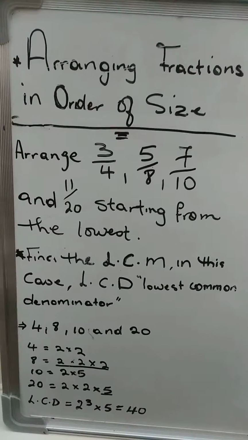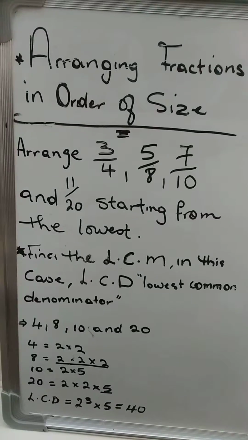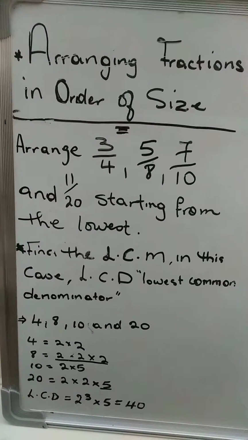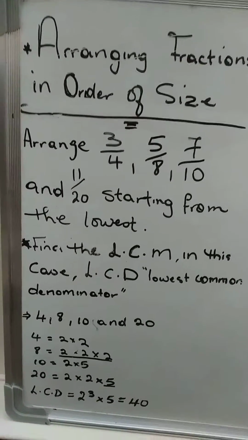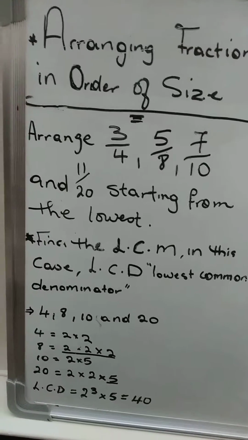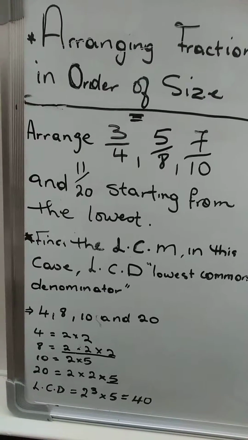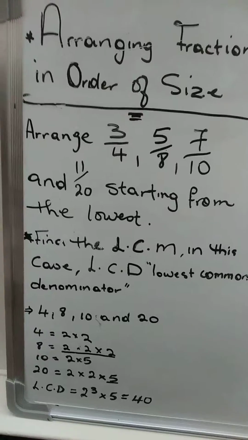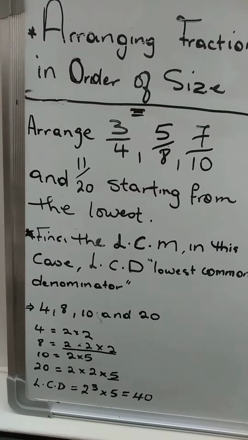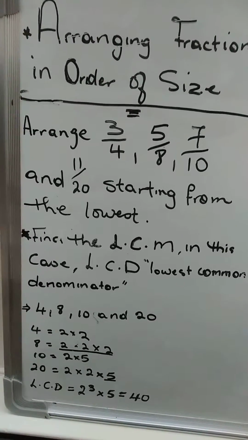Today we're going to talk about arranging fractions in order of size. We're going to be arranging 4 fractions: 3/4, 5/8, 7/10, and 11/20, starting from the lowest.